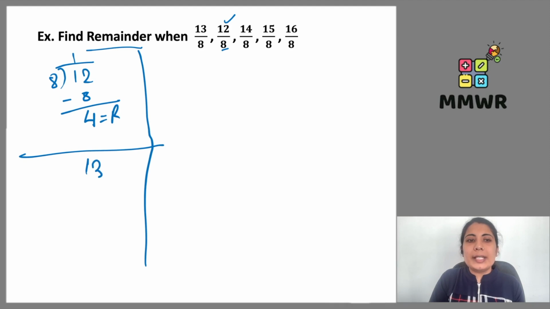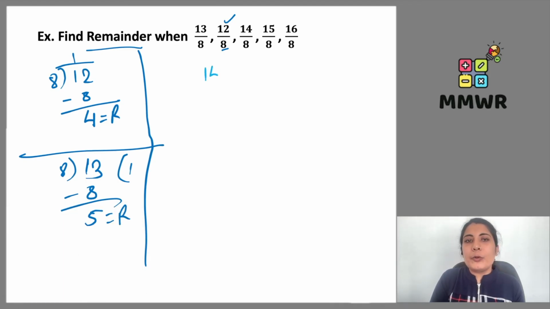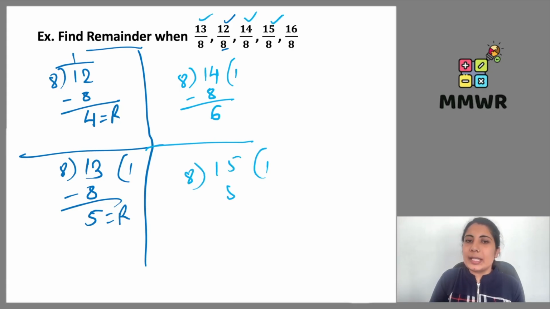Now 13 I will be dividing by 8. Again 8 ones are 8. This time the remainder is 5. Next, I have to divide 14 by 8. So 8 ones are 8 again and the remainder is 6. Then the next time I will divide this 15 by 8. So 8 ones are 8, right? And the remainder is 7.